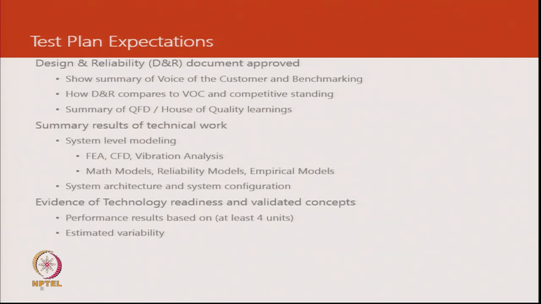Then in the next stage, test plan expectation, we go from a draft design and reliability document to a firm and final reliability document. Summary of voice of customer, benchmarking. So all that we said we will do, we have done in this stage, and then management is happy to accept those results for going forward. Then we would have some system level modeling to predict what all variants can come out of a product.